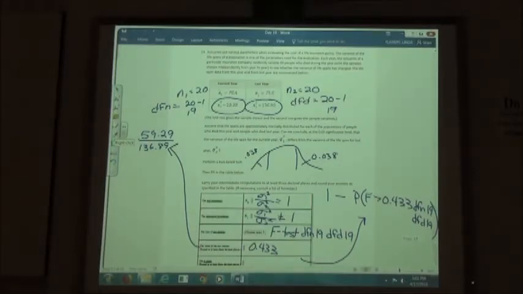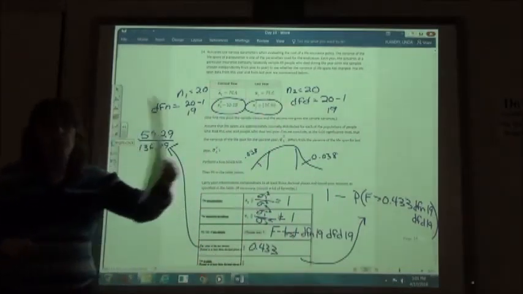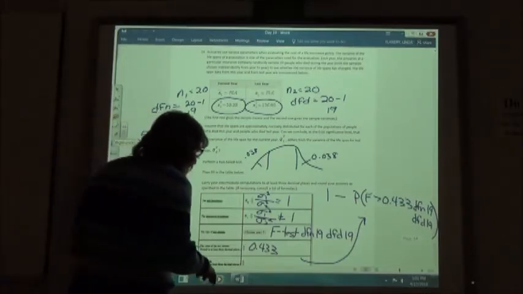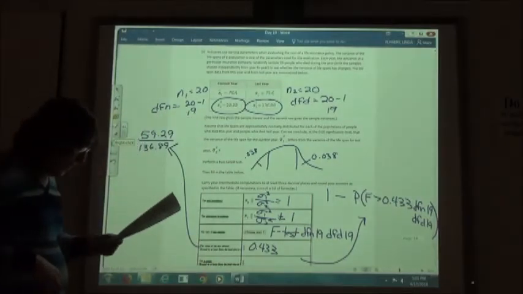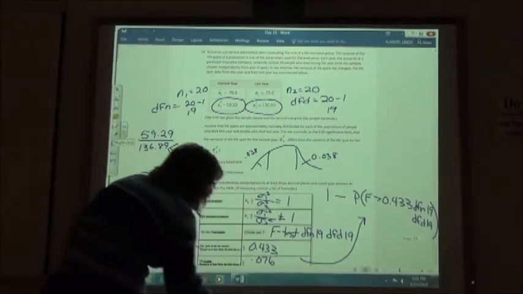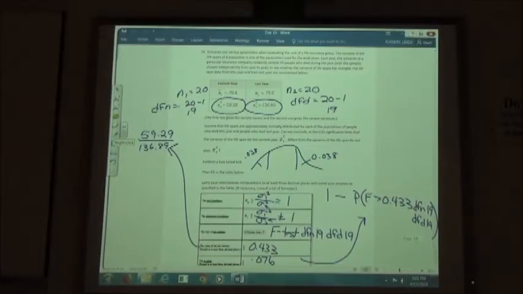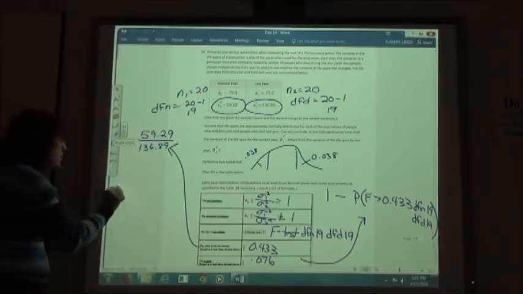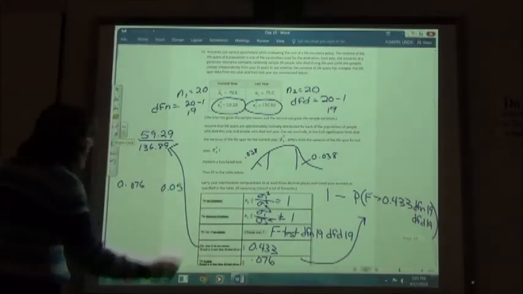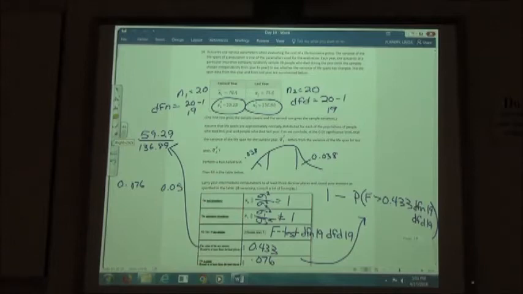Since those percents are the same, I can either add them together or multiply by 2 to find my p-value. So 0.038 plus another 0.038 would give me 0.076. I am then going to compare that to my level of significance. So 0.076 compared to 0.05. Is that less than or is that greater than?